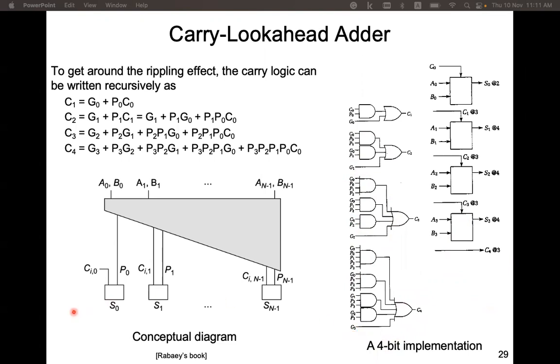Conceptually, we can express such an adder in this way. We have some blocks here. The sum is generated using this equation: P exclusive-OR Ci. So S0 is P0 exclusive-OR with Ci of this stage. Ci is readily available, and for the second stage, its carry input is generated using these P and G signals.